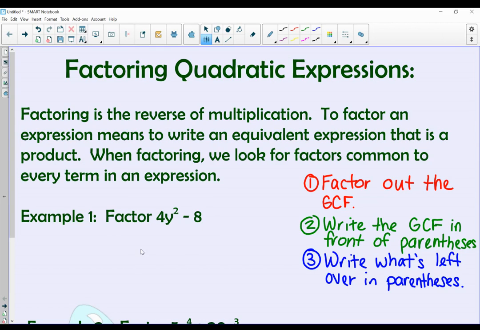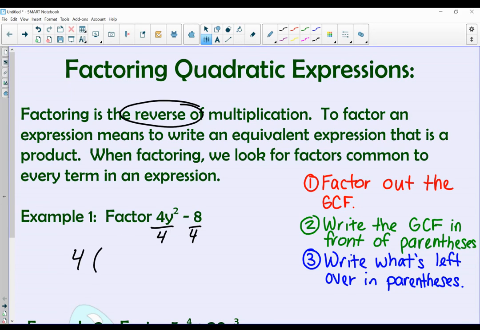So I'm going to look here and I'm going to say, what is the greatest common factor between 4y squared and 8? Well, I know that 4 goes into both 4 and 8. So that means 4 is my GCF. So I do number 1, I factor out the GCF. And remember, this is the reverse of multiplication. So what's happening here is a division.